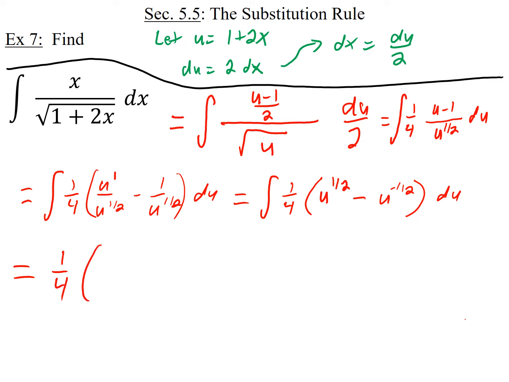This is going to be u to the 3/2 all over 3/2 minus, you have to add 1 to negative 1/2, gives you positive 1/2. So u to the positive 1/2 over positive 1/2. Don't write the integral symbol down anymore. Don't write the du anymore, but you do have to write a plus c.